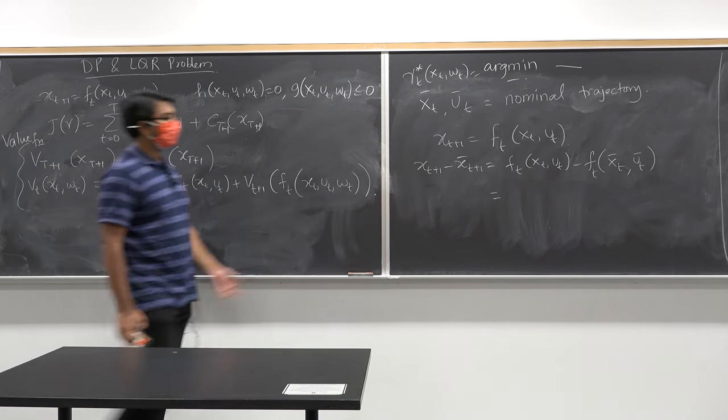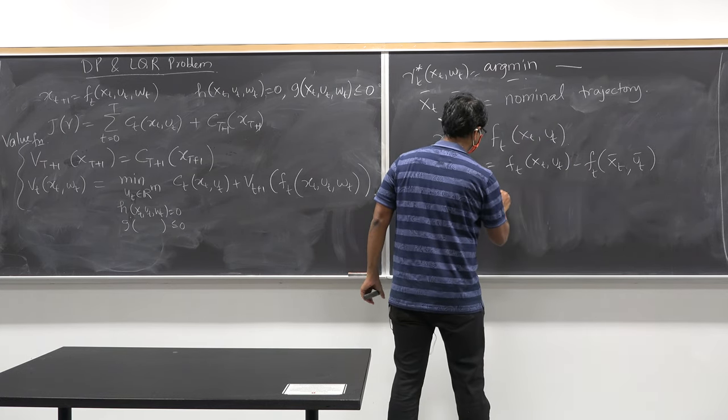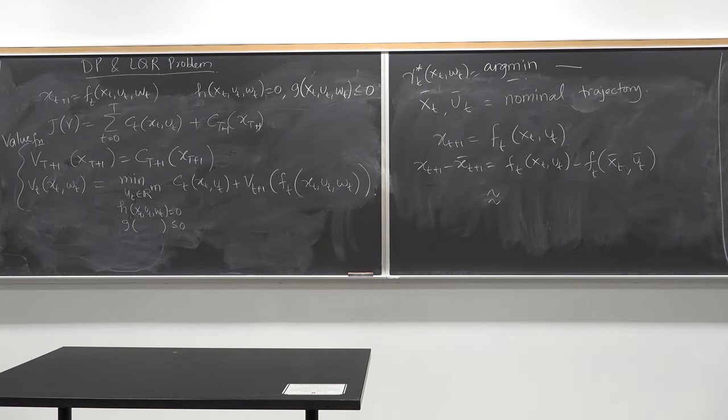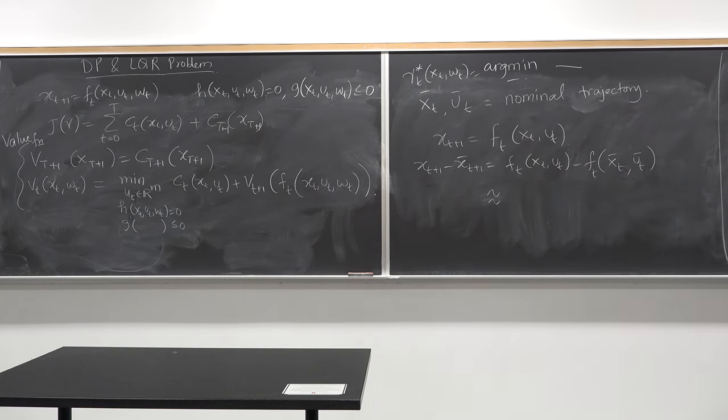Now, can someone tell me how do I simplify this expression? I don't want equality. I just want something which is an approximation to this expression. What sort of approximation methods do we know about when we have a function evaluated at a point minus the function evaluated at some other point? What sort of approximation can we use? Taylor series, right? Let's just use first order Taylor series.